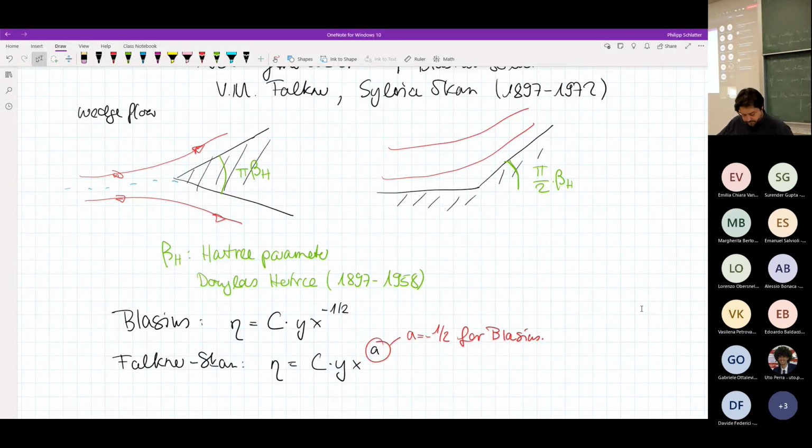Okay, so welcome back to the second hour. So we just stopped when we introduced this wedge flow, which was the original idea of Falkner-Skan.